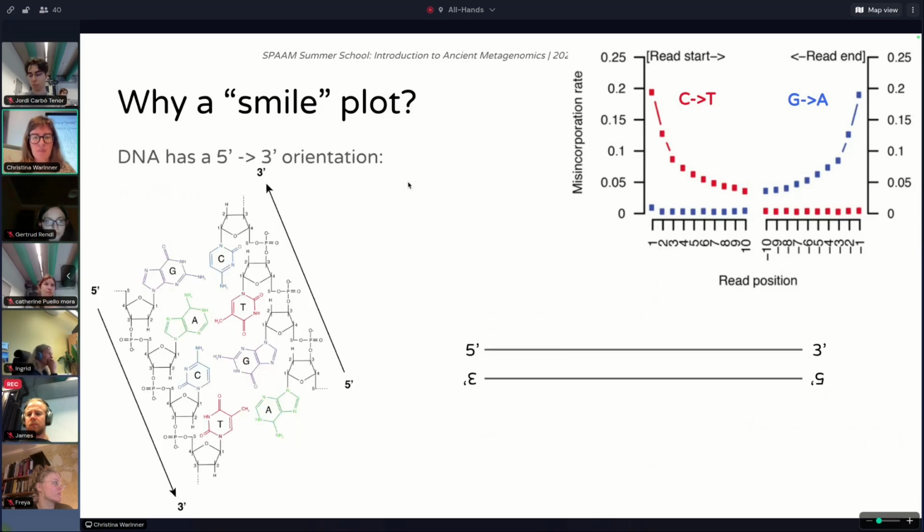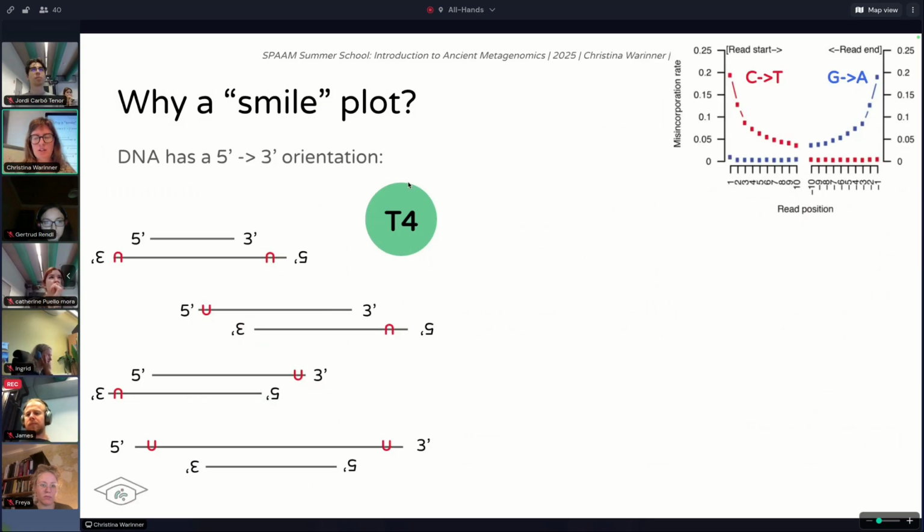So I'm just going to go through this a little bit here. It's really important to know that DNA has a 5' to 3' orientation. So it runs in one direction, and then the opposite complementary strand runs in the other direction. I'm just going to draw this out here. And we use something called T4 polymerase to repair the DNA as we prepare it for attaching the kinds of adapters that make it readable by a next generation sequencing instrument.